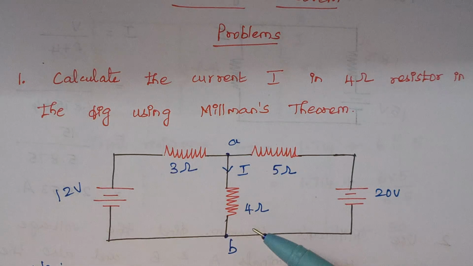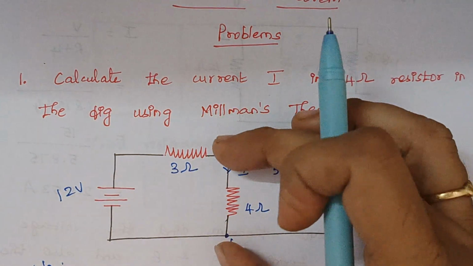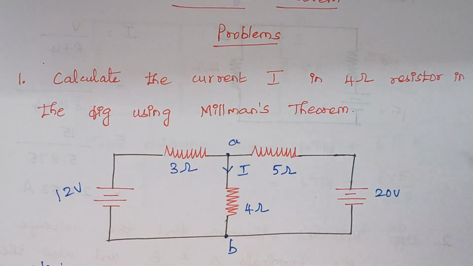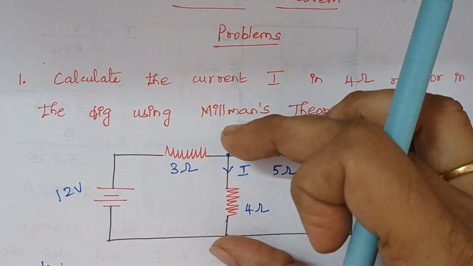Just for our reference, I have marked the terminals as A and B here. Let the current flowing through this 4 ohm resistor be I. Now we are going to redraw this circuit. Keep these terminals as such, and keep this 4 ohm as such.